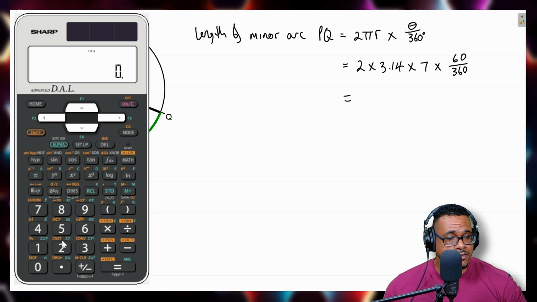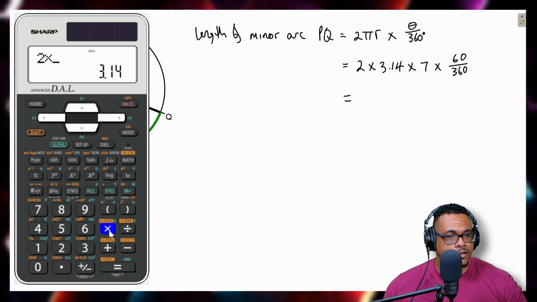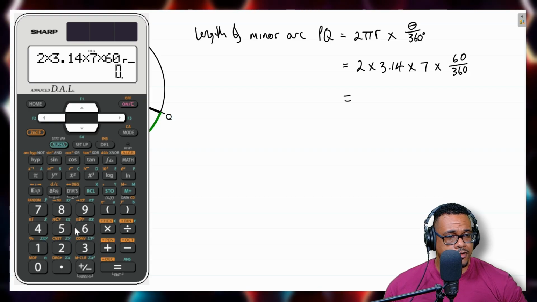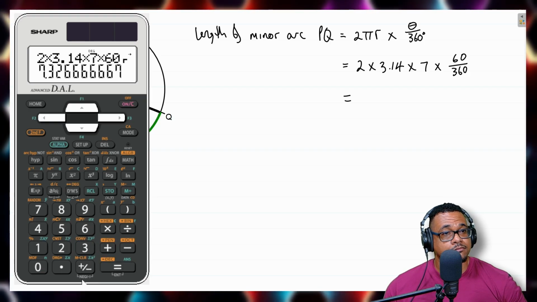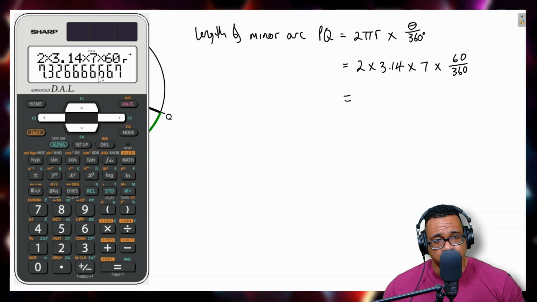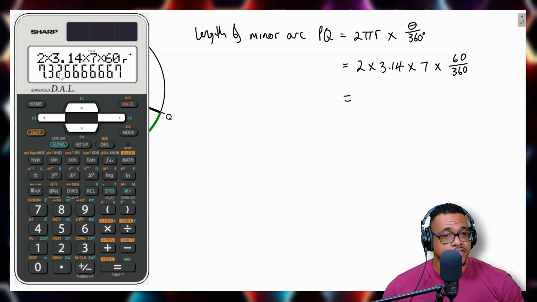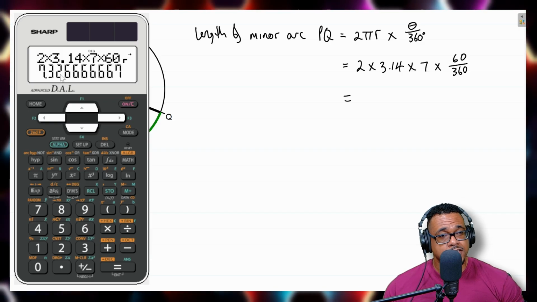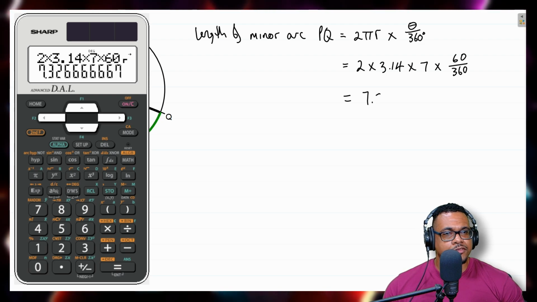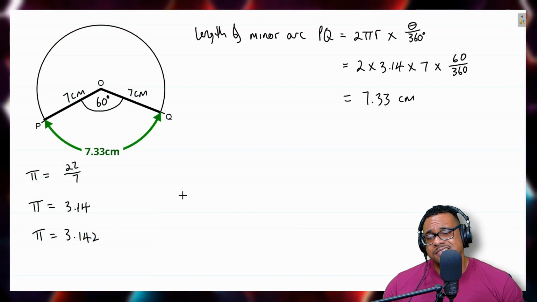Press equal. You see you get 7.32, and so on. Or I can use the fraction button for the 60 over 360. So 2 by 3.14 multiplied by 7 multiplied by 60 and use the fraction button over 360. Press equal. 7.32 and so on. So usually when your answer is not exact on the calculator, you're required to write your answer to 3 significant figures. So 7.32, you stop at the 2. After the 2 is a 6. Therefore, the 2 goes up by 1. So you have 7.33 to 3 significant figures. So that's 7.33 centimeters.